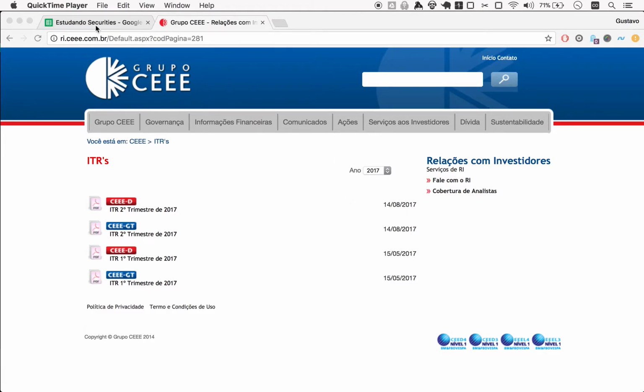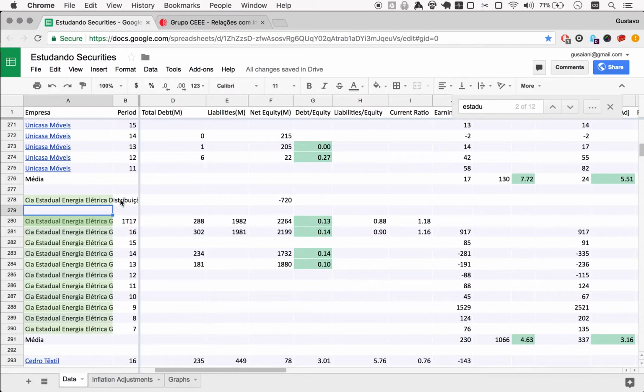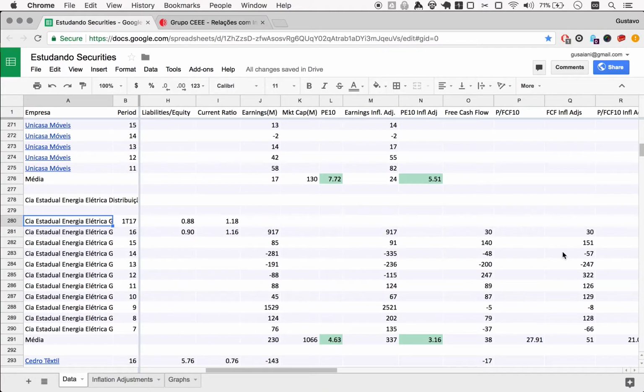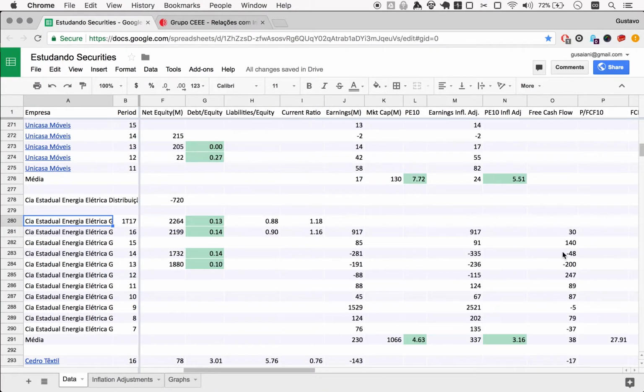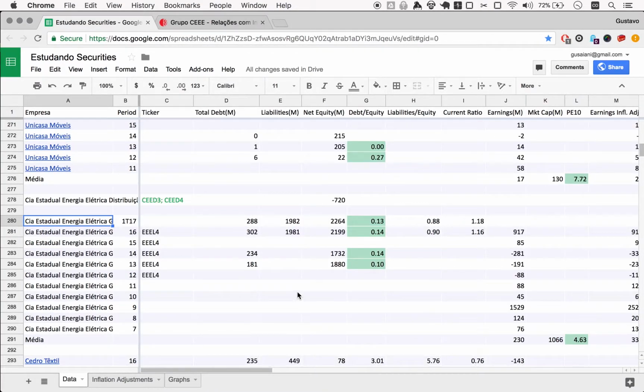So if you see here, I don't have much on the distribution company. I have more on the generation part, and it's quite interesting to see the numbers for the generation part. I have never invested in this company. But today we're really talking about the distribution company.